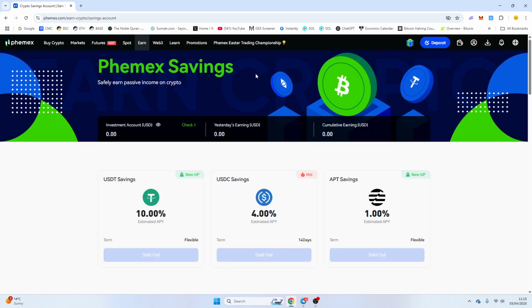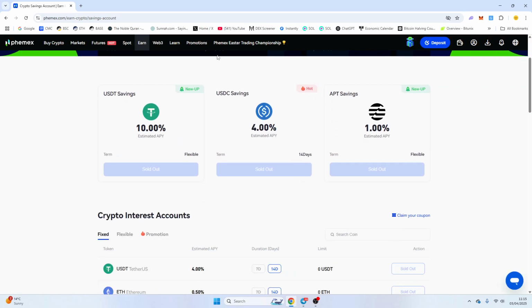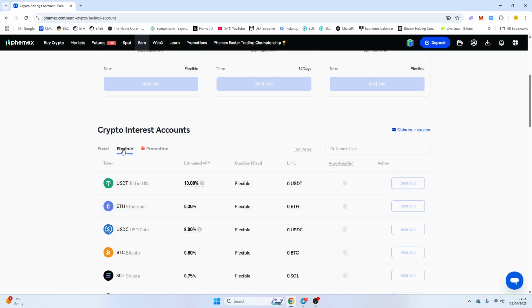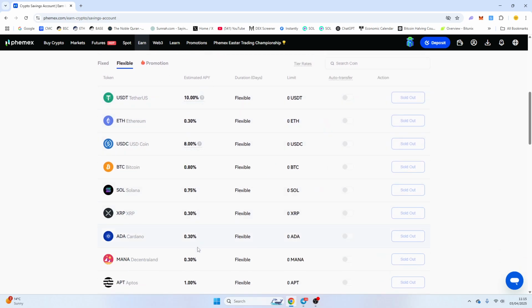That's probably the best way if you've got some money that you're not using. And this earn is the same, but these are fixed durations. But the yield is obviously much better. So 4% per year on Tether. If you've got a large amount and you just want to leave it in there, click flexible and you'll be able to have a look.